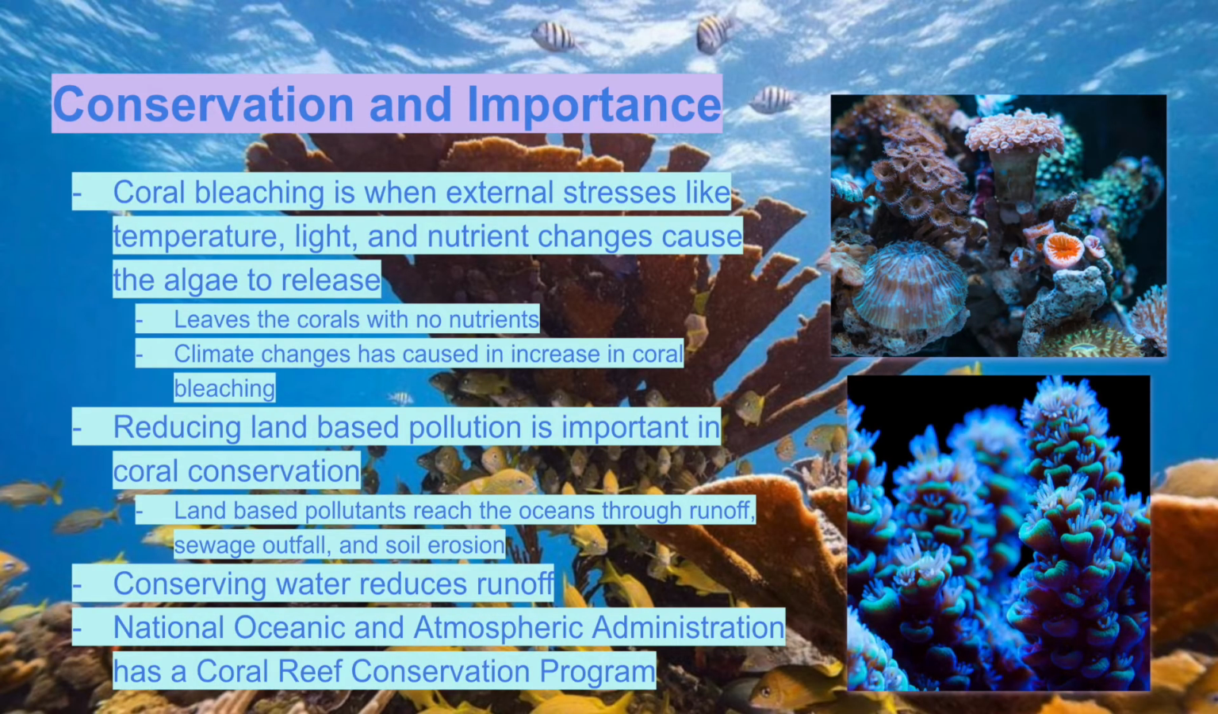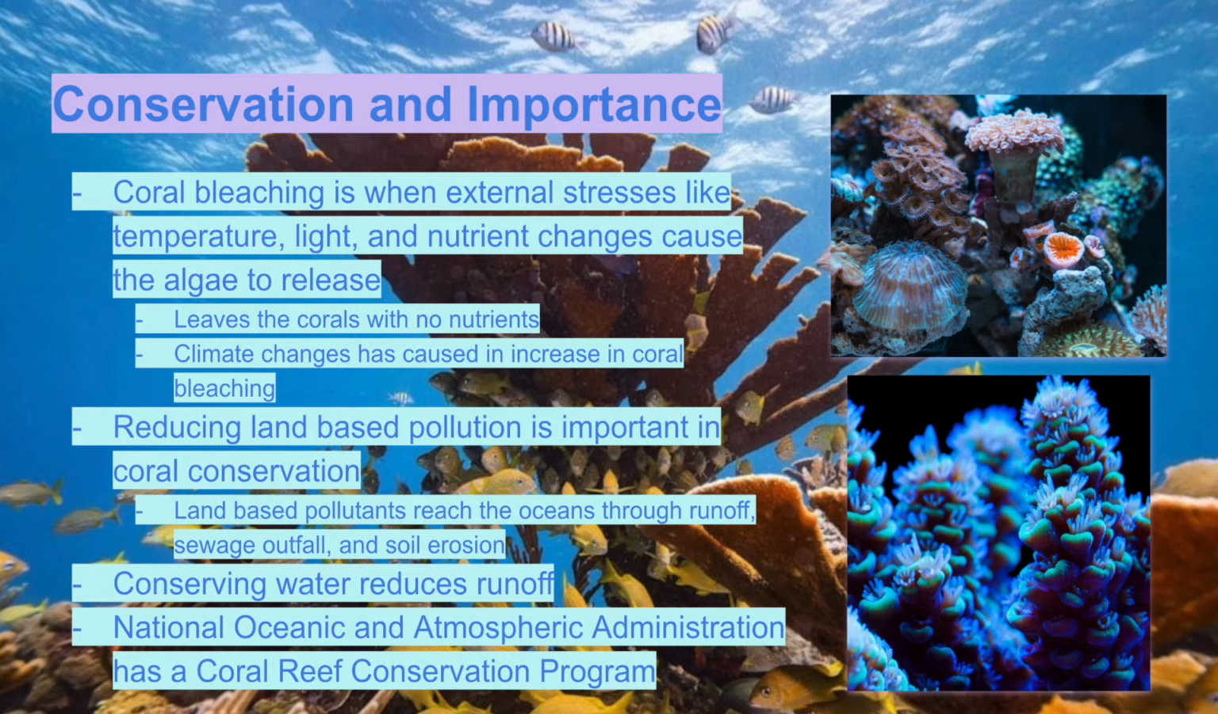So now I'm going to talk about conservation and the importance of coral reefs. One of the biggest issues with coral reefs is coral bleaching, and coral bleaching happens when external stresses like temperature, light, and nutrient changes cause the algae to leave, and this leaves the corals with no nutrients. Climate change has caused an increase in coral bleaching.